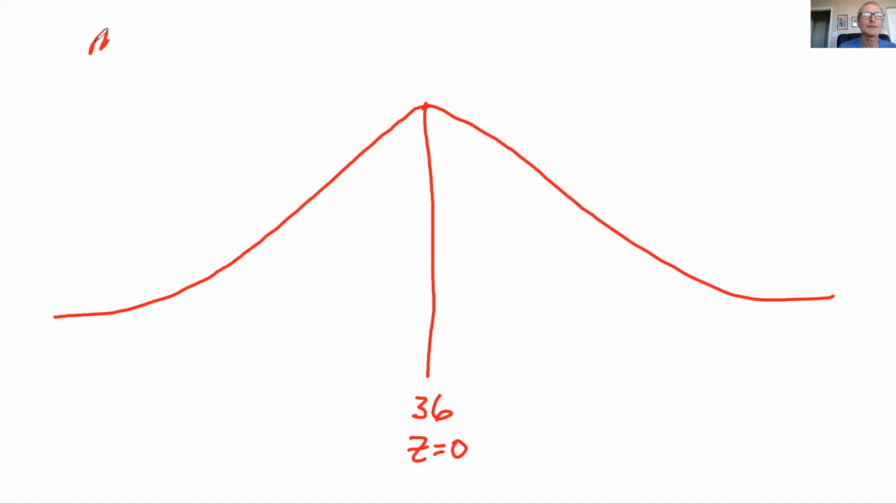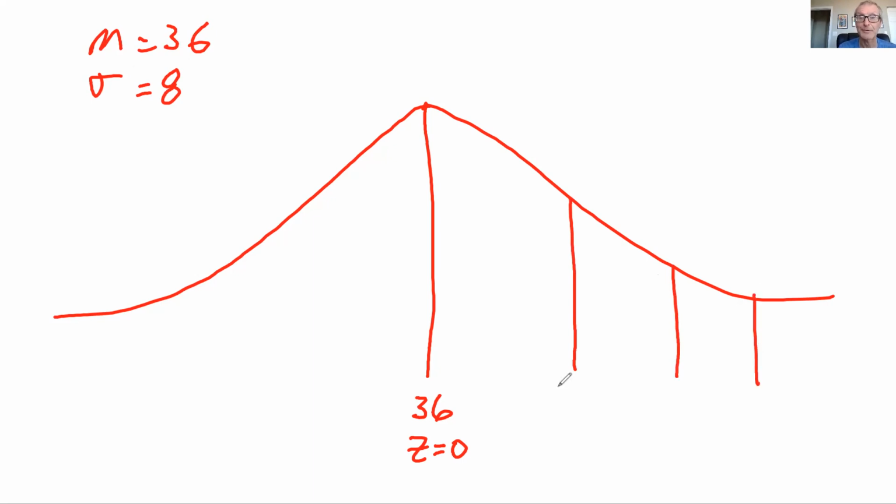So the mean is 36 and our standard deviation is 8. So if you think about it, if we want to move up 3 z-scores or 3 standard deviations, you go to the right, you add. And so 36 and 8 is 44, and that's a z-score of 1. And 44 and 8 is 52, and that would be a z-score of 2. And this would be 60 with a z-score of 3.